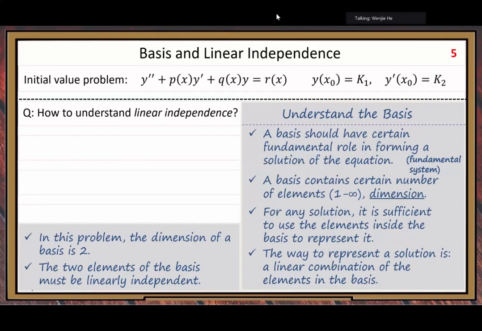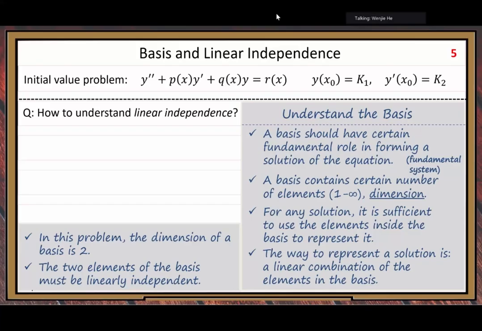The question. How to, so here actually the question should be in this way. How to determine if two given functions are linearly independent or not. We need to answer this question. Given two functions.